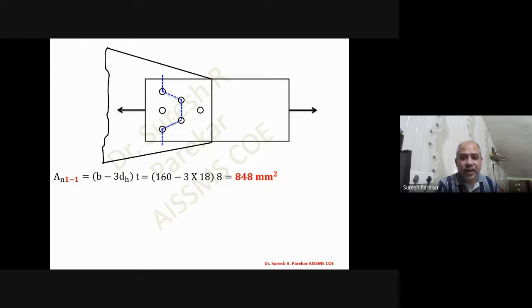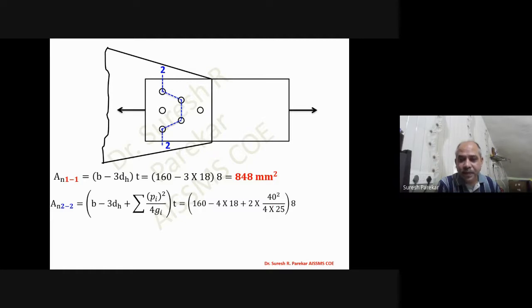So we will calculate this, but here we have staggered bolting, and then we have 2 inclined lines. So we have to consider this. So we have pitch 40 and gauge distance we have 20. And by using this, as I already mentioned, this will be one distance crossed by an inclined line, and this will be another one. So this comes to a value as 2, and we will get this value as 960 mm square.